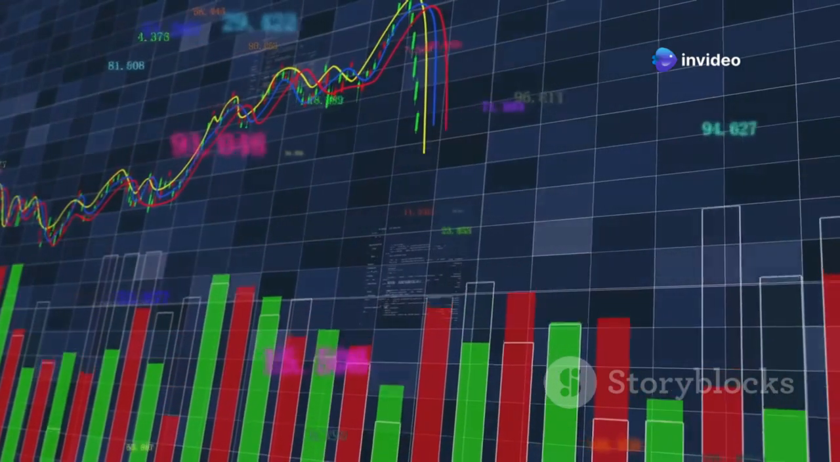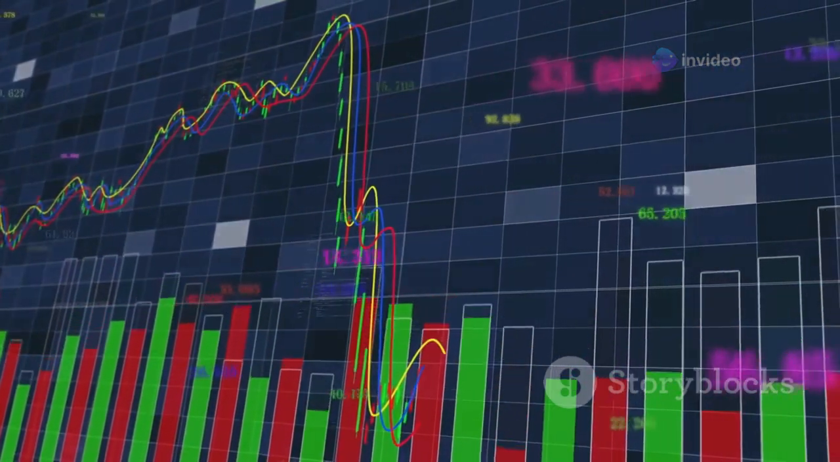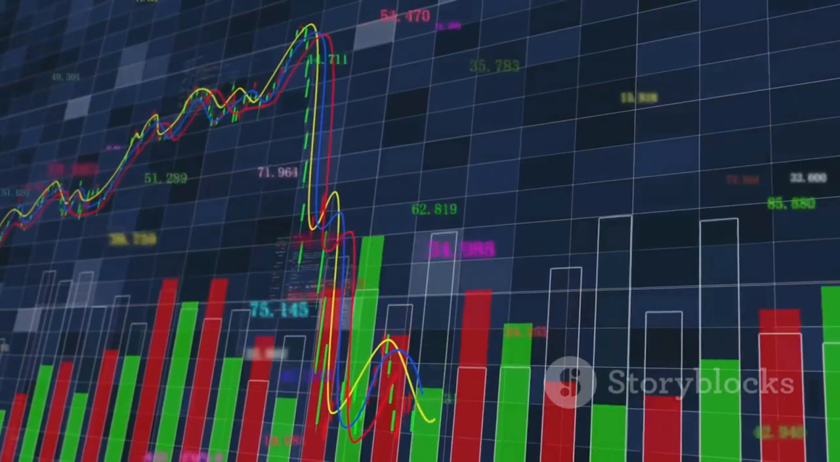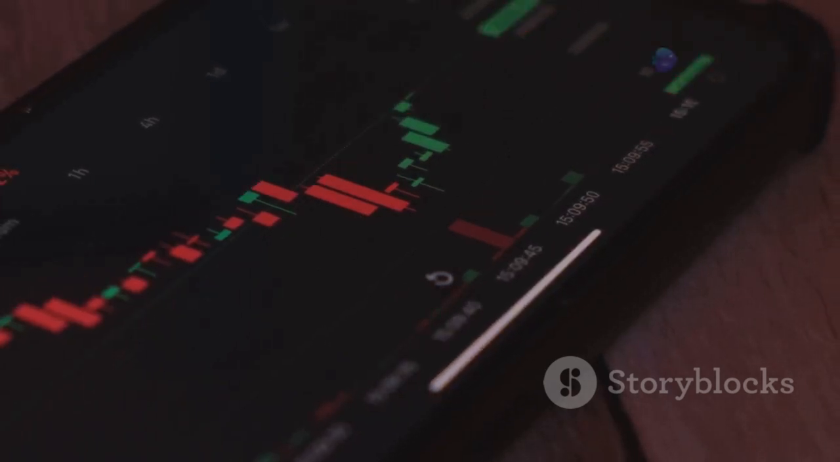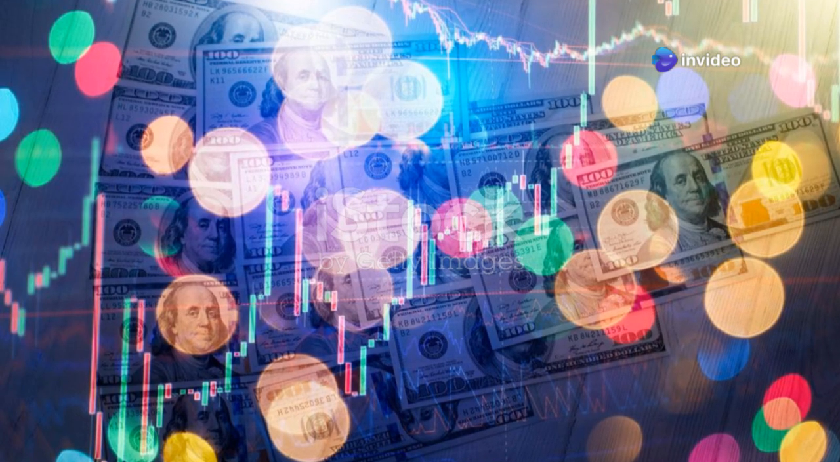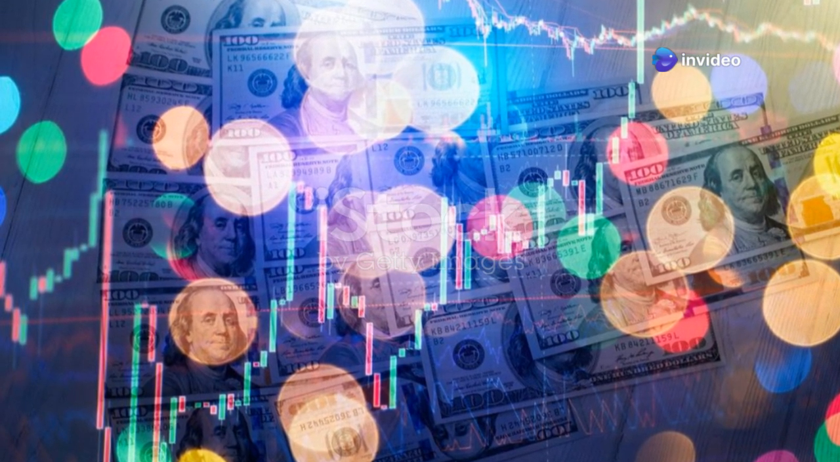High volume confirms the price movement. When you see a price move accompanied by high volume, it means there's strong interest in that stock. Think of it as the crowd cheering for the winning team. Finally, connect the dots. Look for patterns, trends, and signals. These can help you predict future price movements.